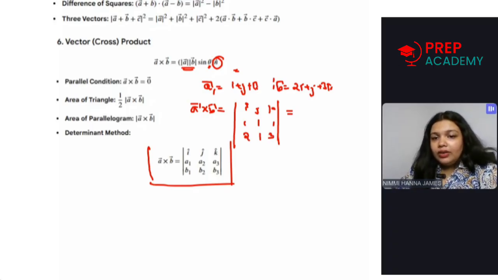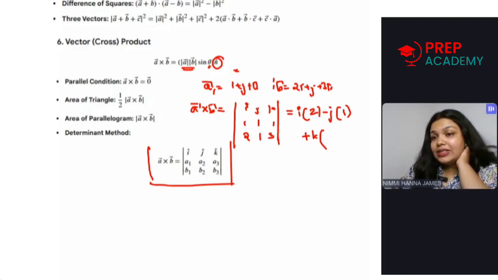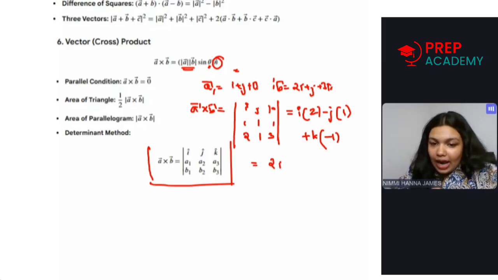Now finding the determinant along the first row. Okay, so i into 1 into 3, 3, minus 1 into 1, 1. So 3 minus 1, 2. Minus j into 1 into 3, 3, minus 2 into 1, 2. So 3 minus 2 is 1. Plus k into 1 into 1, 1, minus 1 into 2, 2. So 1 minus 2, it is minus 1. Okay. So the final answer is 2i minus j minus k.